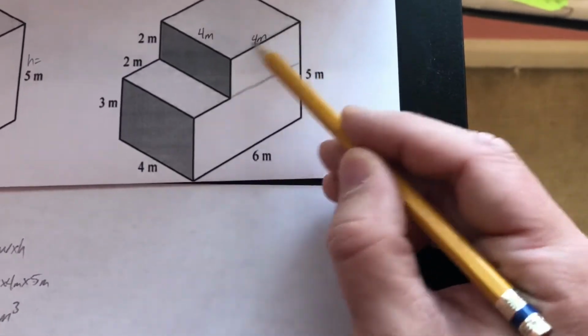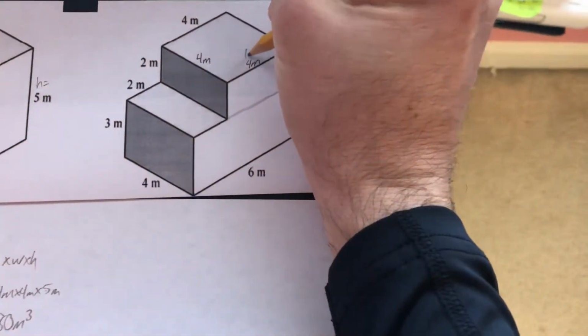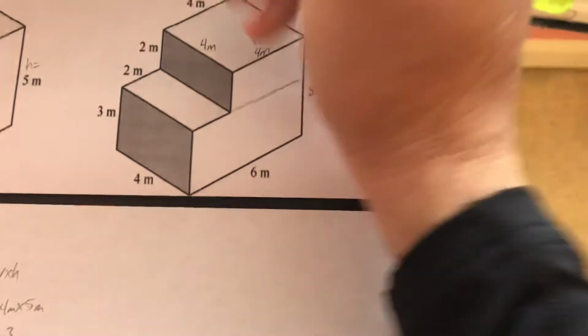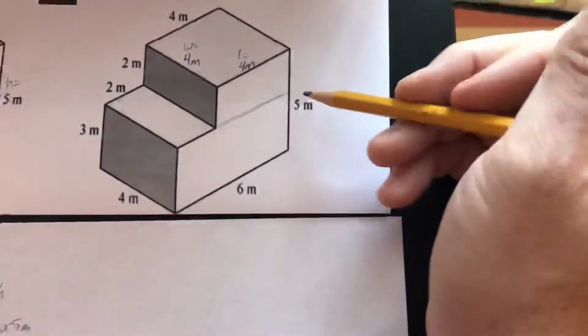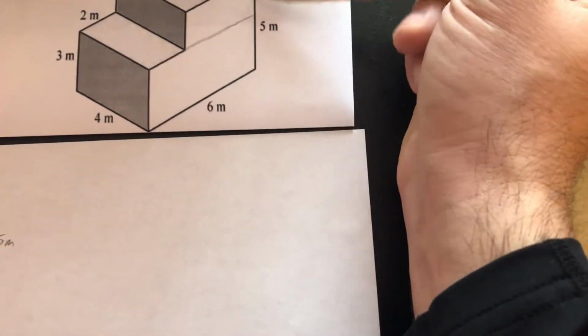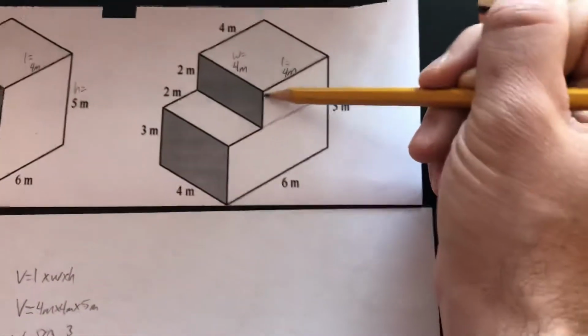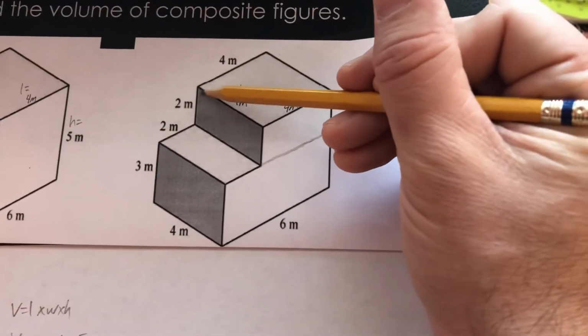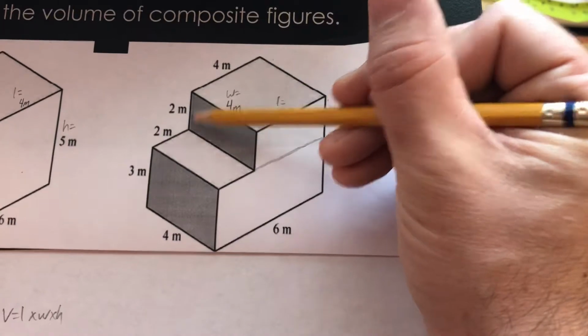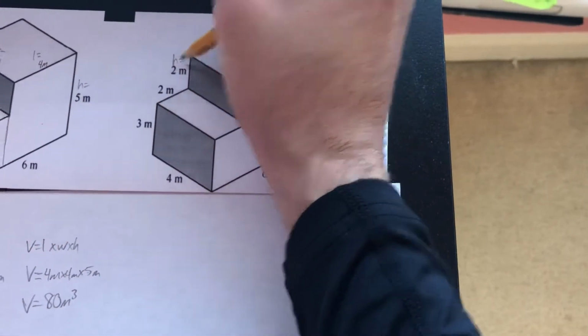So I see a length here of 4 meters. A width here of 4 meters. Now I gotta be careful, the height is just from here to here. So look at this edge, I spotted this edge. That edge tells me the height of the smaller one on top, which is 2 meters.